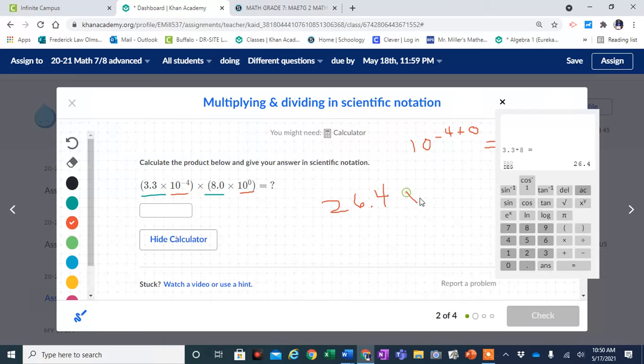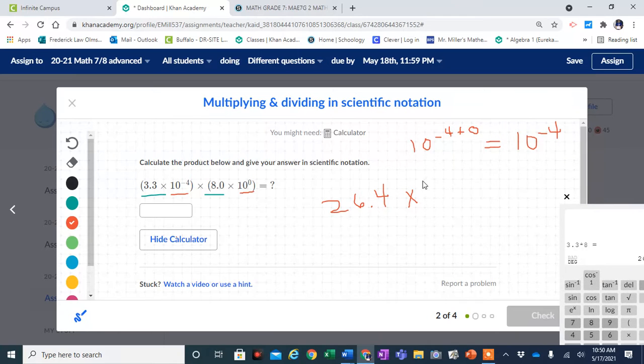So this is 26.4 times 10 to the negative 4th. So again, if we go this way, we talked about this in an earlier lesson, you have to add 1 to your exponent. So that would mean that this would now be 2.64 times 10 to the negative 3.